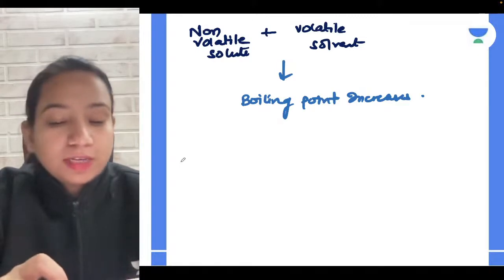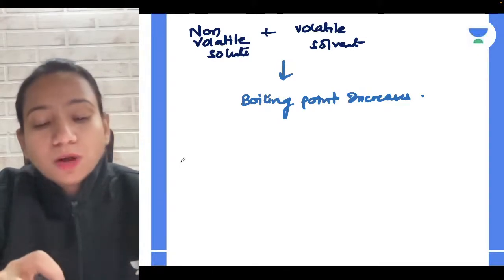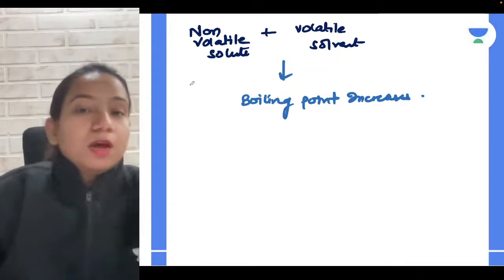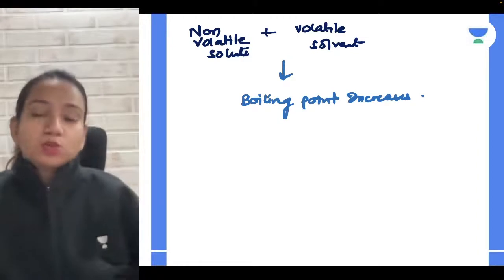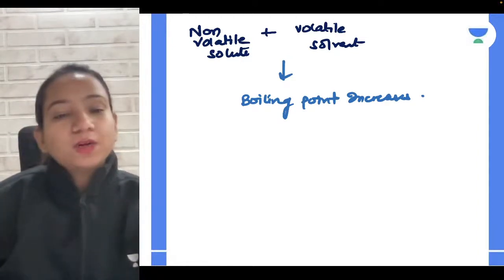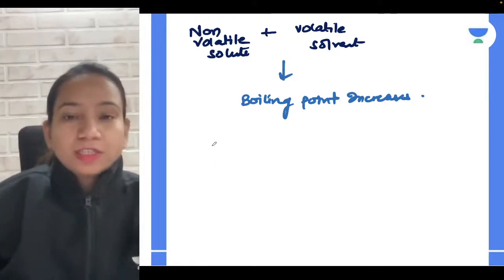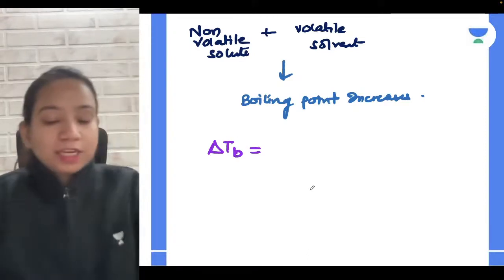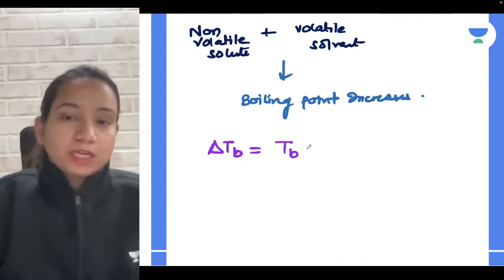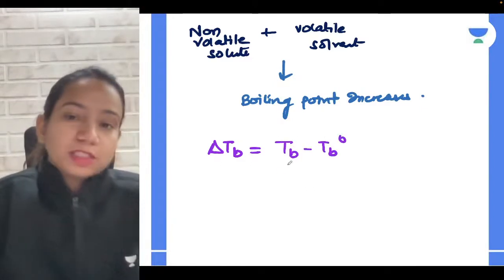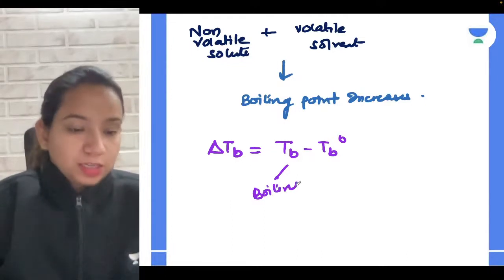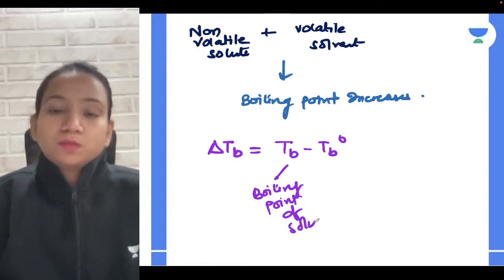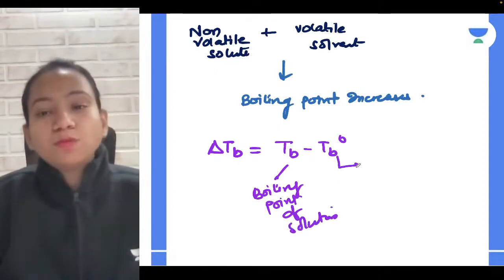Now, when the boiling point increases, how can we interpret that? We can find out the change in boiling point, that is, how much elevation in boiling point has taken place. We can find it out as TB minus TB naught. What is TB here, guys? It's the boiling point of the solution, which has increased. That's the final one. And what is TB naught? It is the boiling point of the solvent.